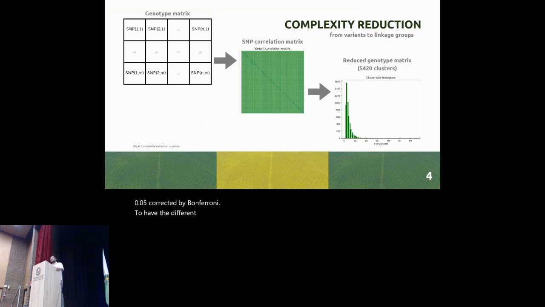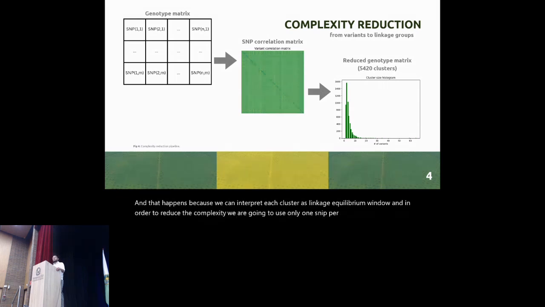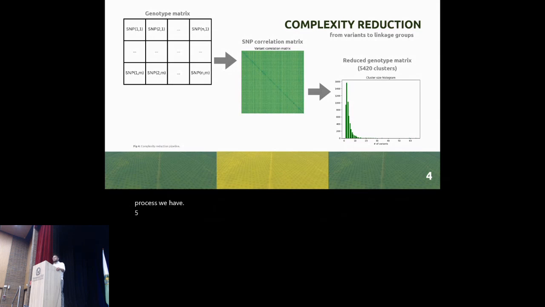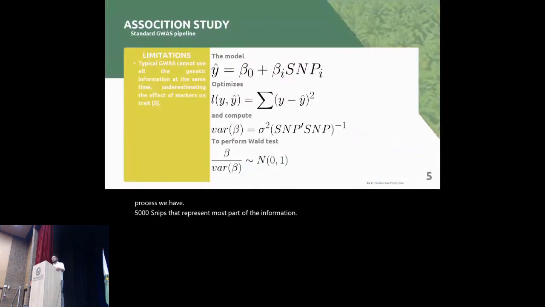We saw that clusters are spatially correlated. And that happens because we can interpret each cluster as a linkage disequilibrium window. And in order to reduce the complexity, we are going to use only one SNP per window. In this case, we're going to take the median for each window. Finally, after the process, we have approximately 5,000 SNPs that represent most part of the information. After that, using that data set, we can perform the process of the GWAS and the GS.